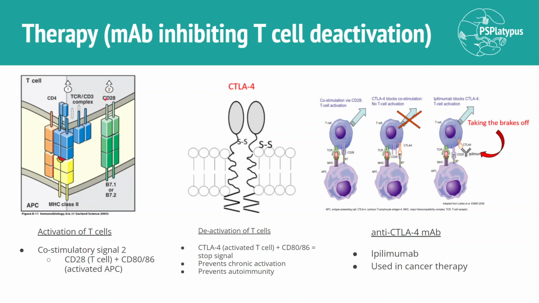So basically, once it becomes activated, the balance is shifted. Now it wants to stop itself. After it works for a while, eventually CTLA4 binds to CD80 and 86, and then you get a stop signal which stops its function and deactivates it. We can stop this by having an anti-CTLA4 monoclonal antibody, which basically stops the stop function here. And the drug is called ipilimumab.